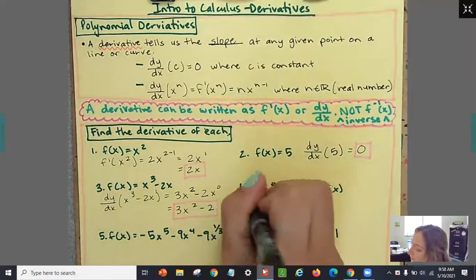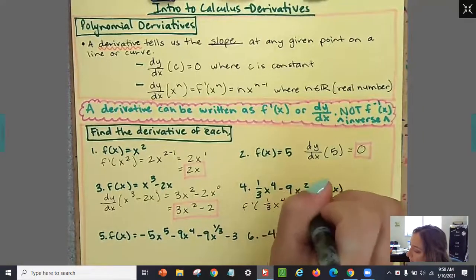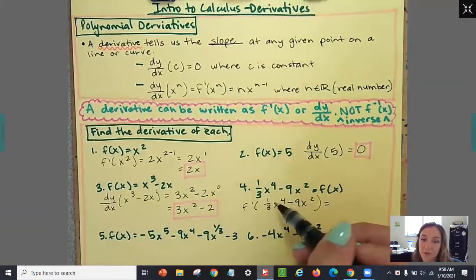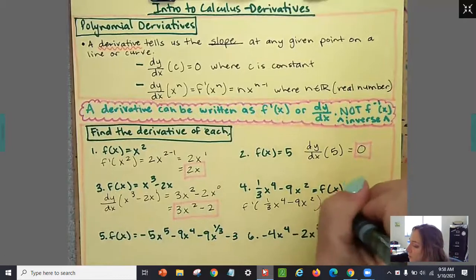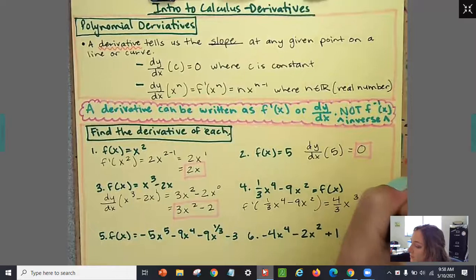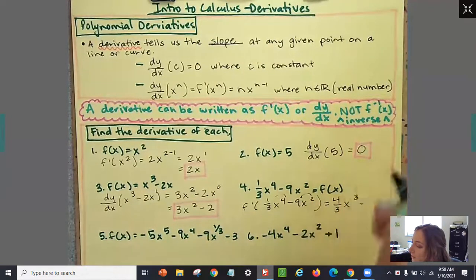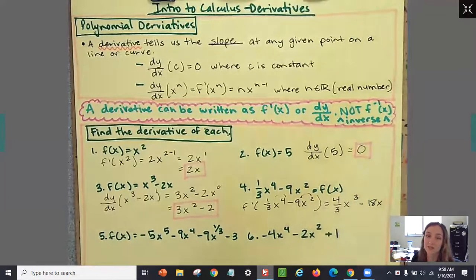So let's just do our f inverse of 1/3 x to the 4th minus 9x squared. Okay, so we're going to move the 4 out in the front, but we're going to have to multiply. So 4 times 1/3, that's just going to be 4/3. So we're going to get 4/3, and then we're going to subtract 1, so x to the third. Then minus, multiply here. So we're going to do 2 times 9, which is 18, x, and then we'd be doing 2 minus 1, which is 1. So it'd be x to the first, which is just x.